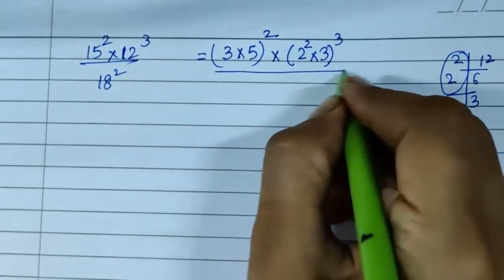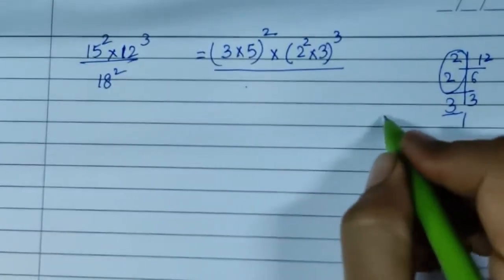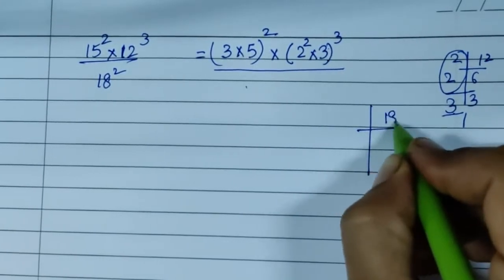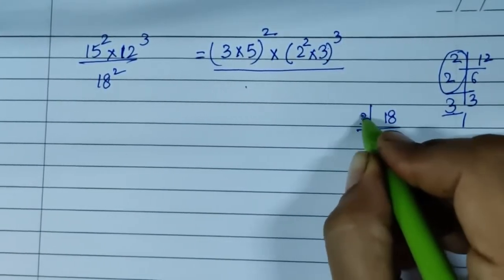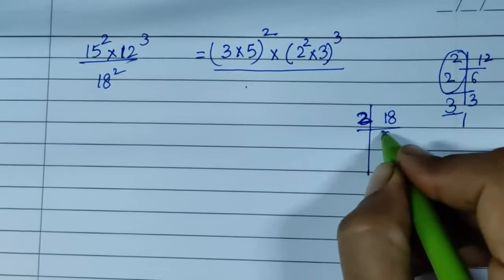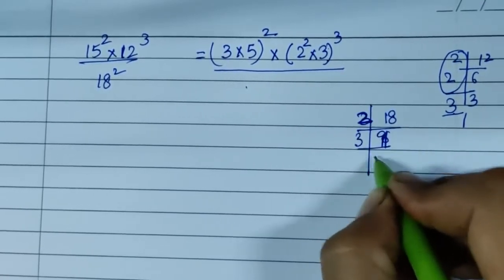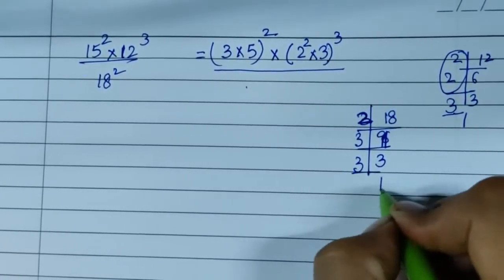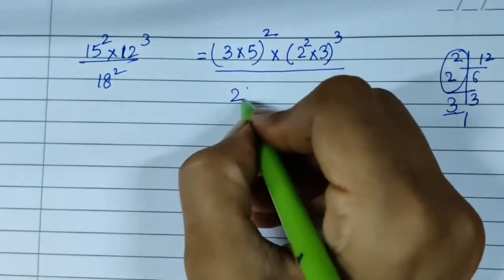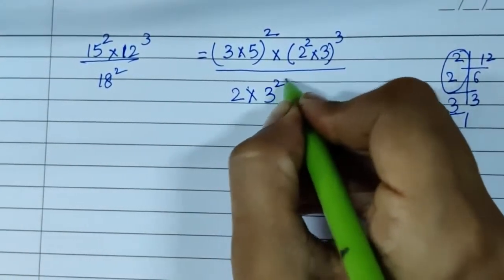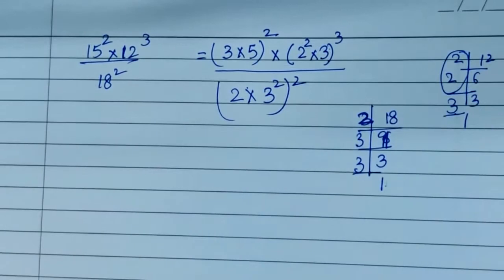So now 18 can be written, let us do it. 2 into 9, 18. Then 3 into 3, 9, 3 into 1, 3. So we get 2 into 3 raised to power 2, whole power 2.